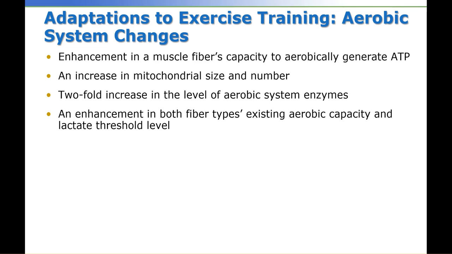Adaptations to exercise training, aerobic system changes. You have enhancement in muscle fibers' capacity to aerobically generate ATP. Increased mitochondrial size and number, we talked about that. A twofold increase in the level of aerobic system enzymes. Enhancement of both fiber types, existing aerobic capacity, lactate threshold.